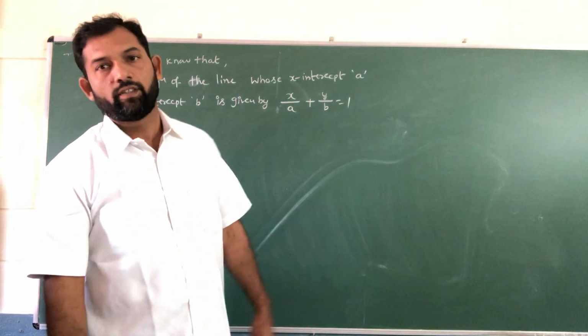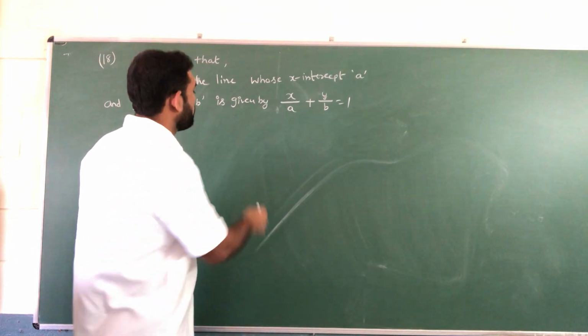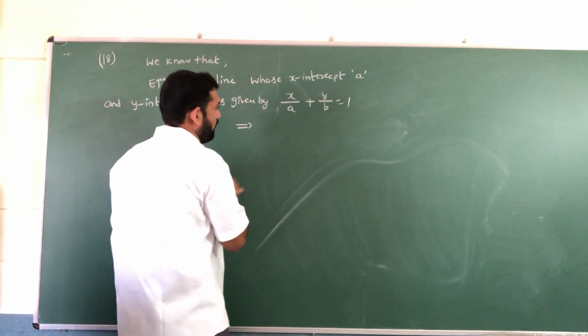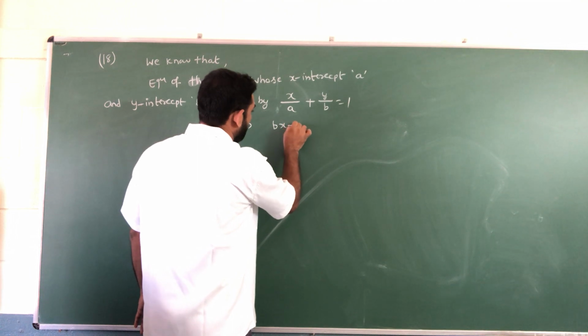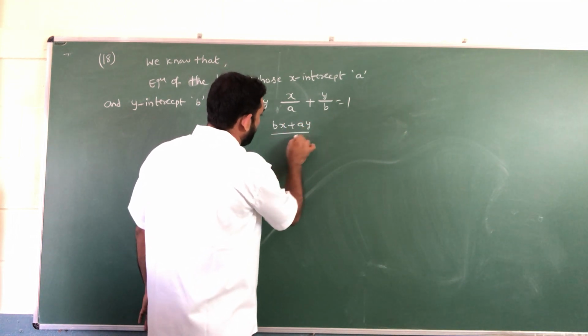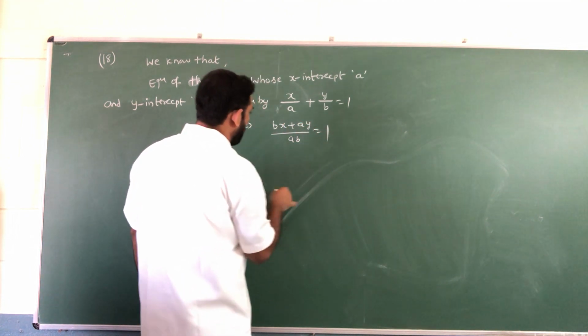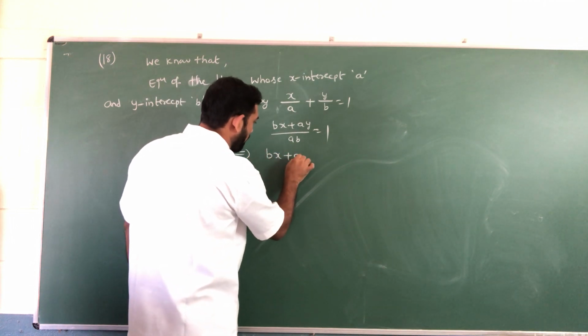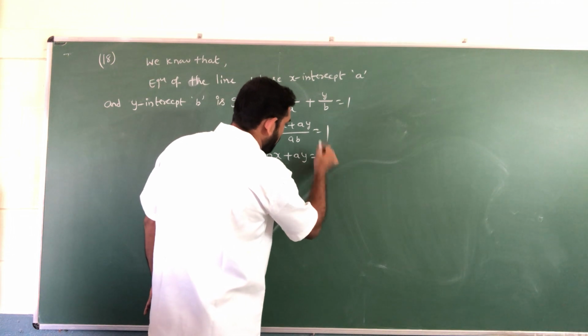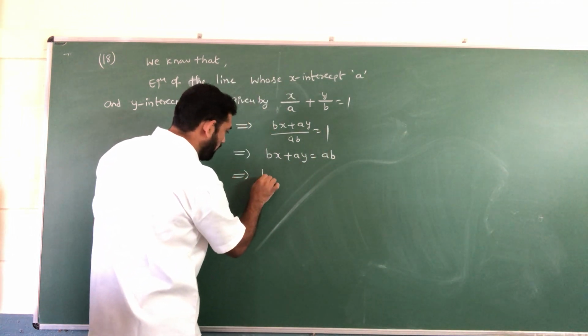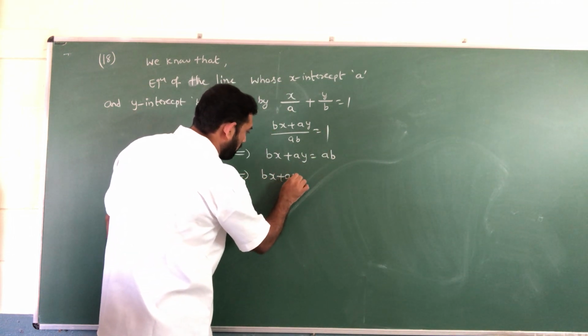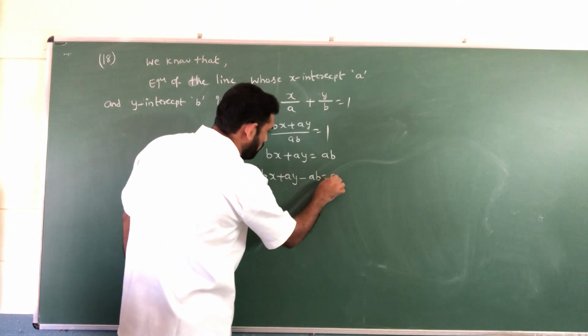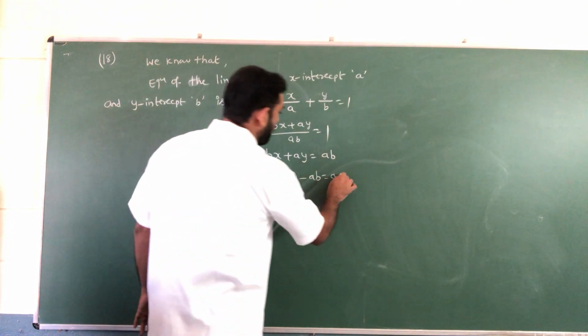You know this, right? Now you have to convert this to general form. You take the LCM, AB, equal to 1. So simplification: bx plus ay is equal to AB. Now bx plus ay minus AB equal to 0. So this is our line equation.